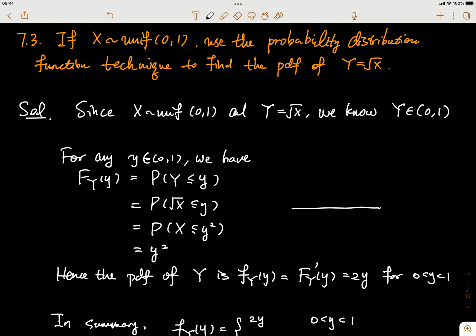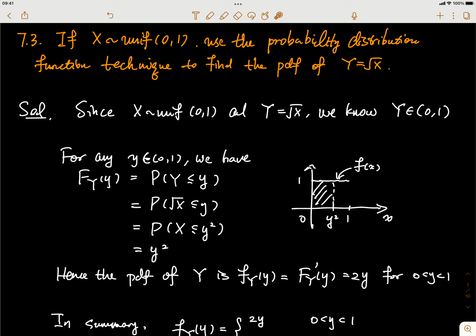If I look at the distribution of x, that's 1, that's 0. This is the 1, right? So this here is the distribution of x. The probability that x is less than or equal to y squared is just this area, which is still y squared. It's just y squared. So that's how we figured out the cumulative distribution function of y.